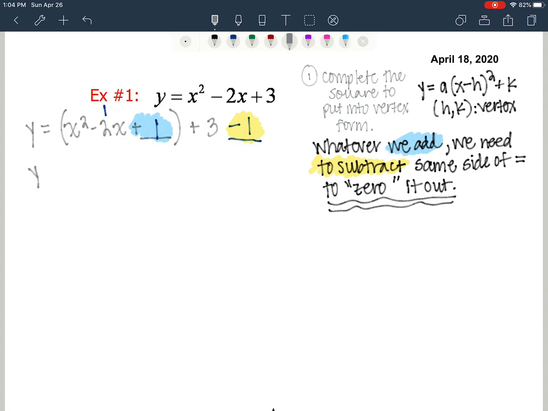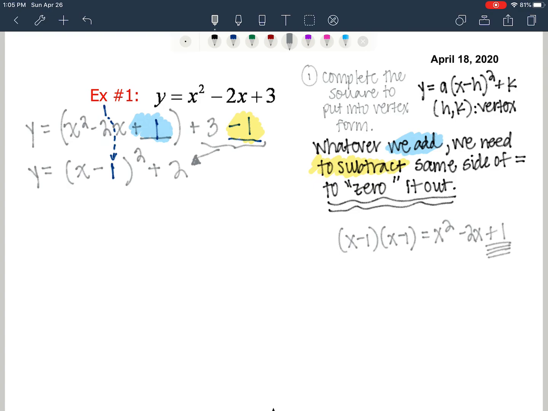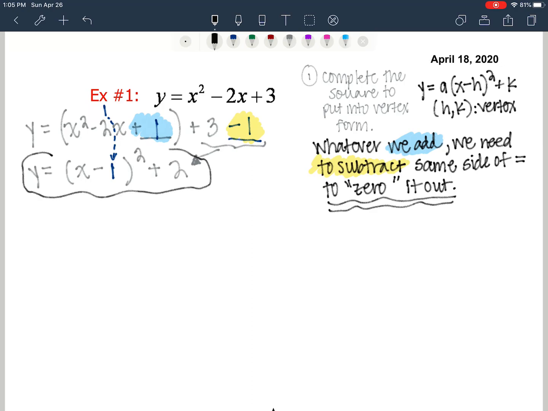Now that we've completed the square, y equals x minus this 1 right here drops into that parenthesis, x minus 1 quantity squared, plus 2. 3 minus 1 is 2. Now, that's the whole idea of completing the square. If I were to take x minus 1 times x minus 1, I would get x squared minus 2x plus 1. That was the reason for adding 1, so that we could complete that square. So now we have our vertex form. This is very important. This is our vertex form.